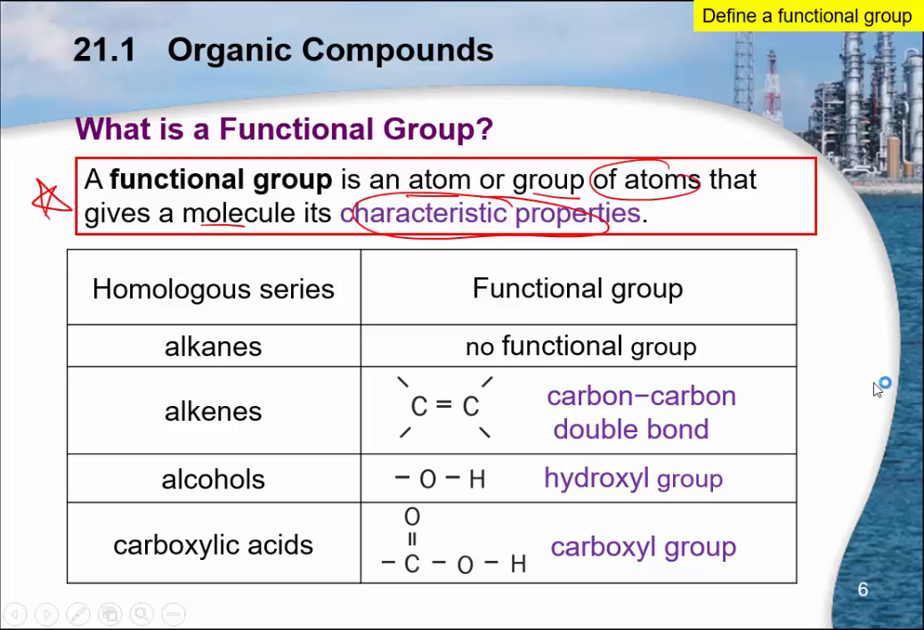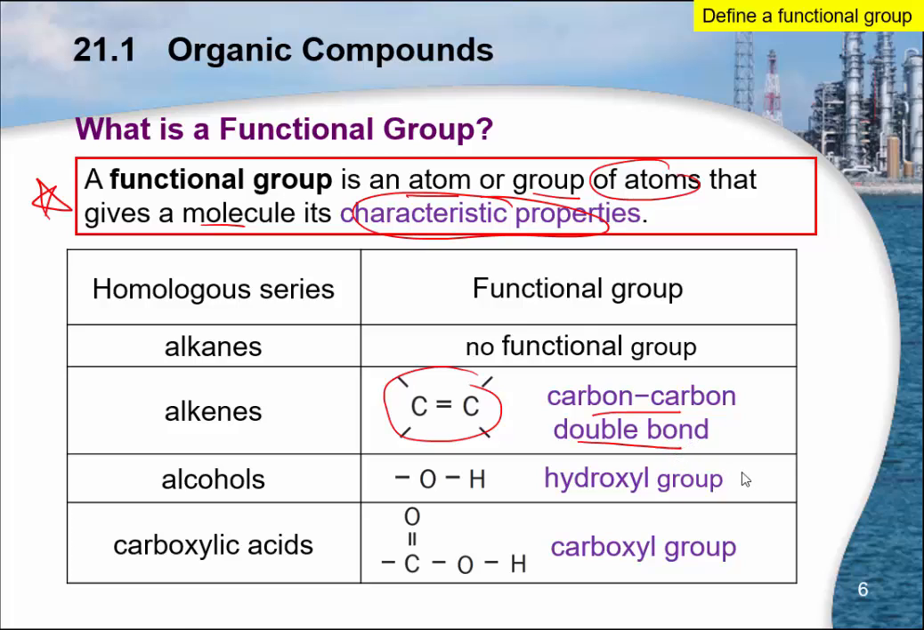For alkanes, there's no special functional group. That's the reason why alkanes are the least reactive among them. As for alkenes, there's a carbon-carbon double bond. Take note how you draw the carbon-carbon double bond, as well as write the exact words when you are being asked. So carbon-carbon double bond is spelled as carbon-carbon double bond.